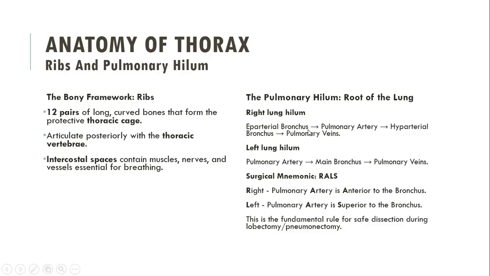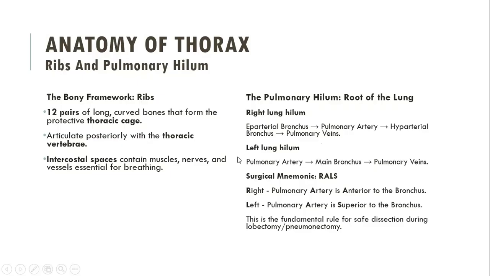Now, the pulmonary hilum. The pulmonary hilum is basically the root of the lung. You call it the root of the lung. There are two hila, the right lung hilum and the left lung hilum. In the right lung hilum, the sequence is eparterial bronchus, then the pulmonary artery, then the hyparterial bronchus, and the pulmonary veins.